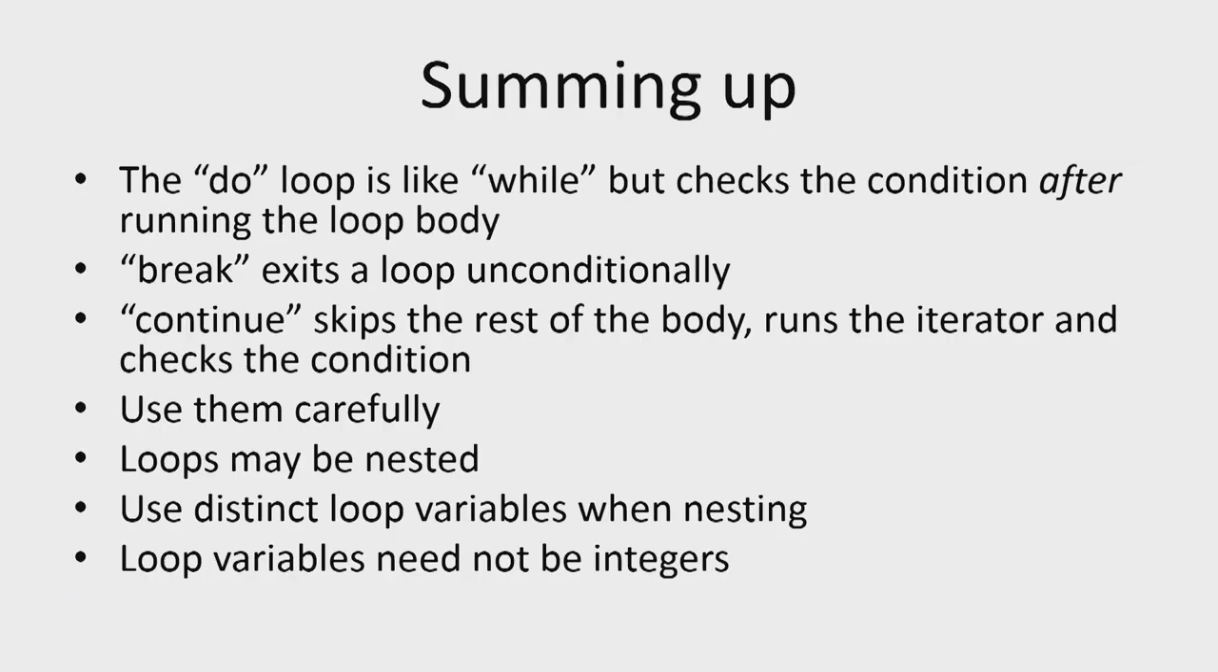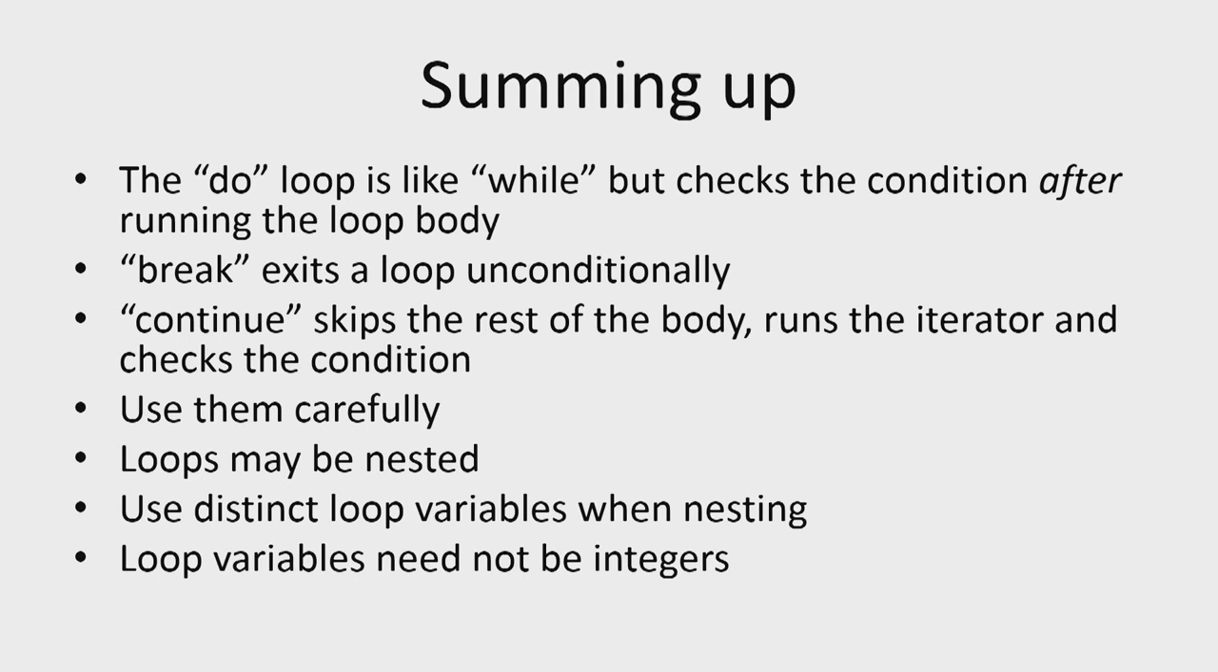Summing up, the do loop is like the while loop, but it checks the condition after it runs the loop body, not before. The break statement exits a loop unconditionally, and it's a statement of the language. It can only occur inside certain constructs like loops. The continue skips the rest of the body, runs the iterator, and checks the condition, right? So it's like a break, except that it doesn't just leave the loop entirely. It sort of goes back to the beginning of the loop, runs the iterator, checks the condition.